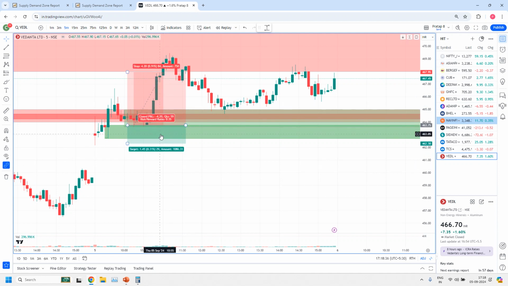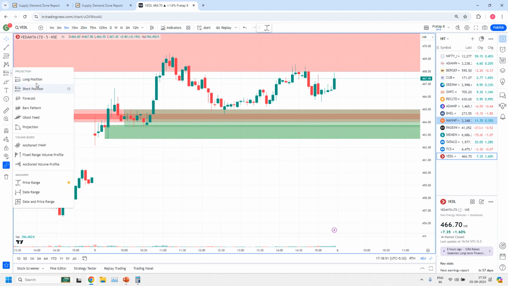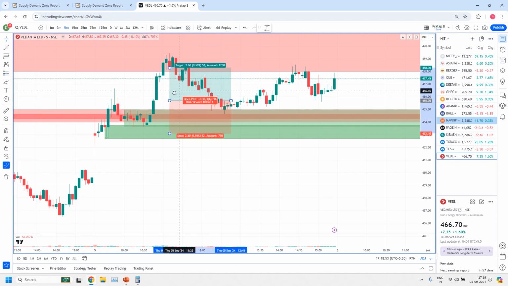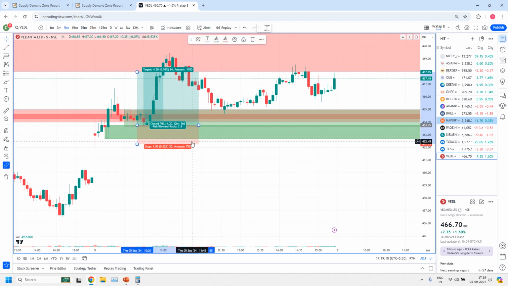Some mistake. 0.35 is RR, mistake. Something is wrong. Is it a long position? Did I select it? Let me check once again. Long position. Say somewhere here is your entry. I mean, this is the target, and the entry will be approximately here. And let me add some stop buffer approximately.